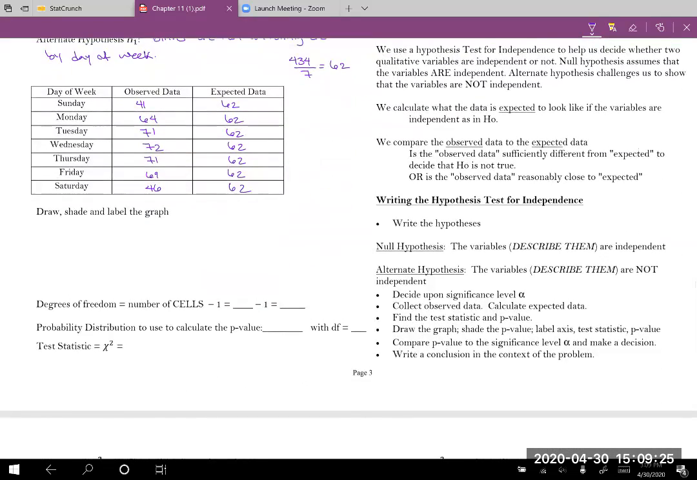Okay, so let's go back and write down what we got. It's a chi-square distribution, so it's always going to be skewed to the right. It's a small area in the right tail. So the p-value is about 0.0121. That's the area. This is chi-square. We have 7 categories, 7 days of the week, minus 1 gives us 6 degrees of freedom. The p-value is 0.0121 with 6 degrees of freedom. Chi-square is 16.3226, that's our test statistic.